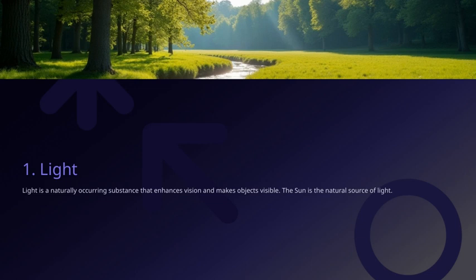The sun, of course, is the primary natural source of light that we rely on every day. Its rays illuminate the earth, making it possible for us to see and navigate our environment. Understanding light helps us grasp fundamental concepts about vision, nature, and even how energy works. As we explore further, keep in mind how integral light is to almost everything we experience visually.